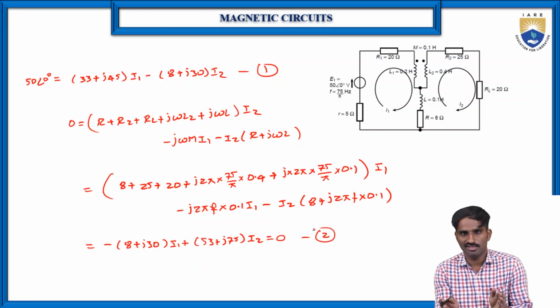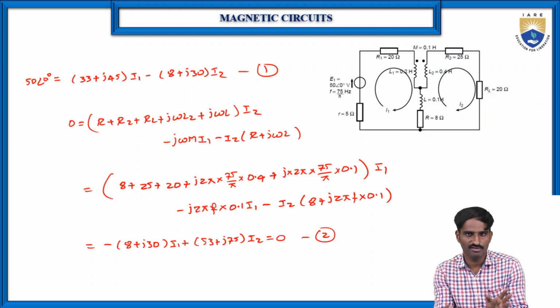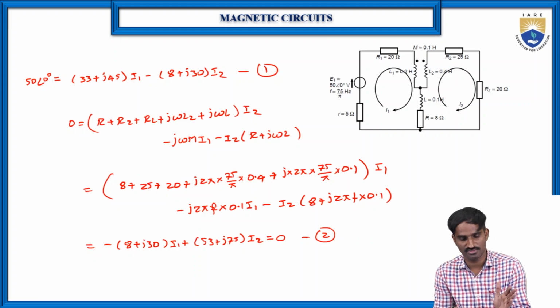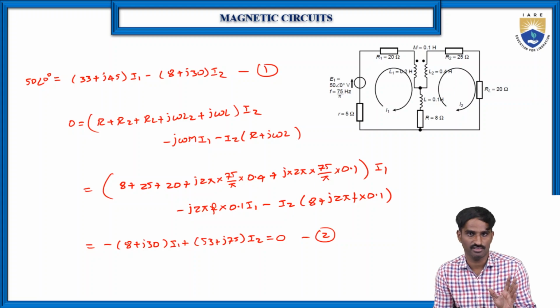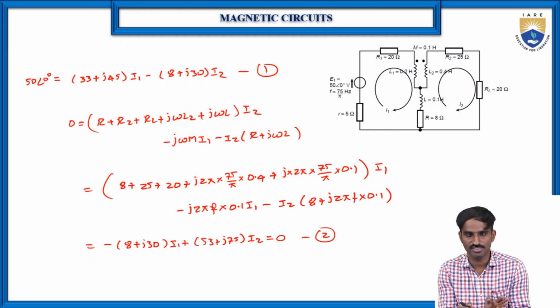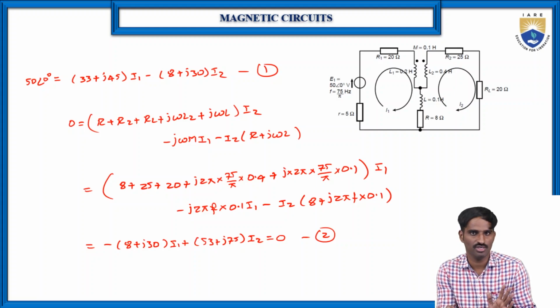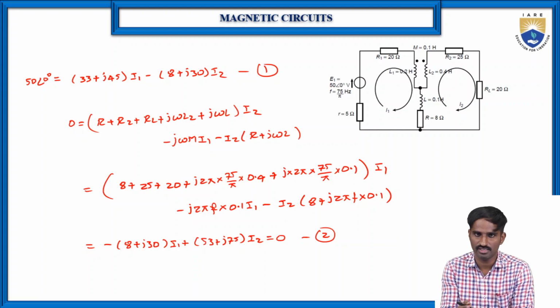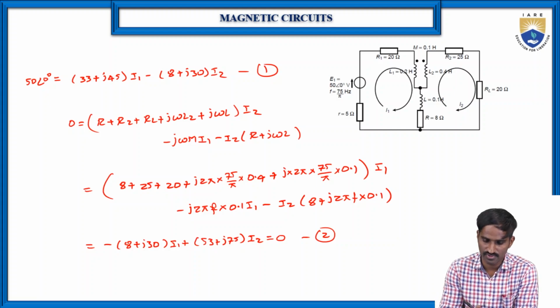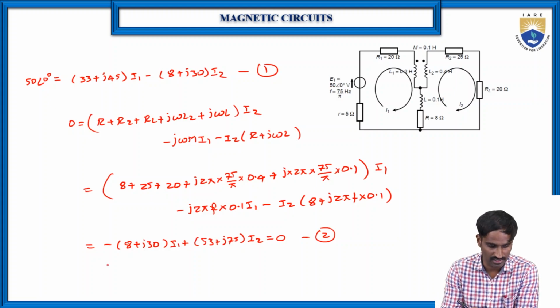So as you can see, applying the concept is very important. Once you apply the concept, while doing these calculations also you should take care. Because if you miss any one value, or if you substitute minus instead of plus, or plus instead of minus, then you will get the currents I1 and I2 totally wrong. So that's why you should take care while doing these calculations.